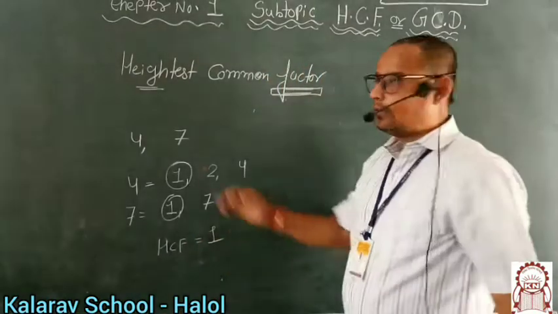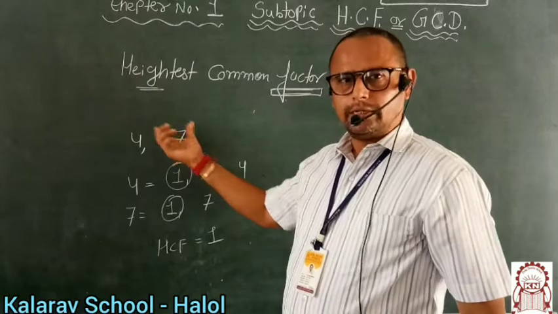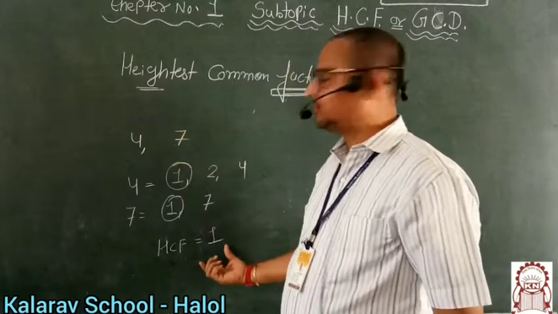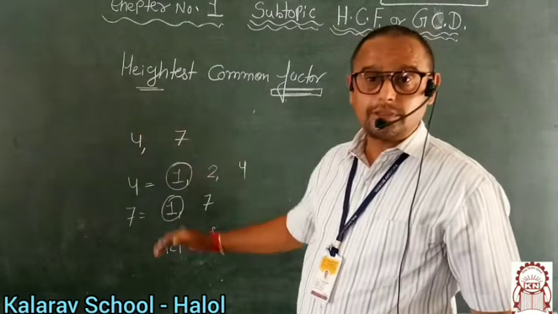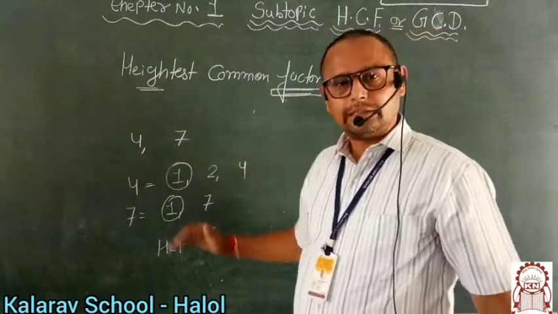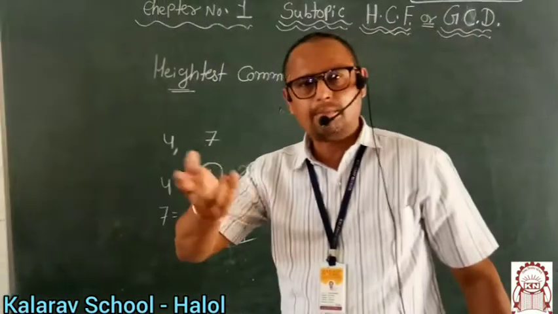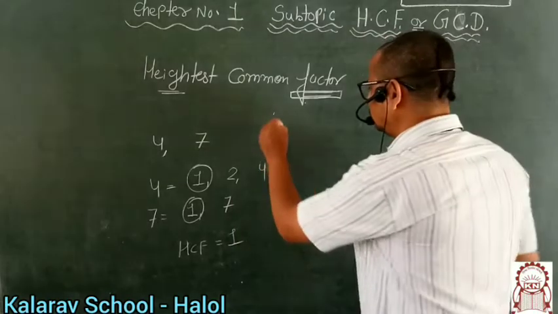Means what? If one number is composite and one number is prime, in that condition also HCF is 1. Is it clear? Just keep this thing in your mind. Prime number, composite number, HCF 1. Prime number, HCF is 1. Is it clear? See one more.